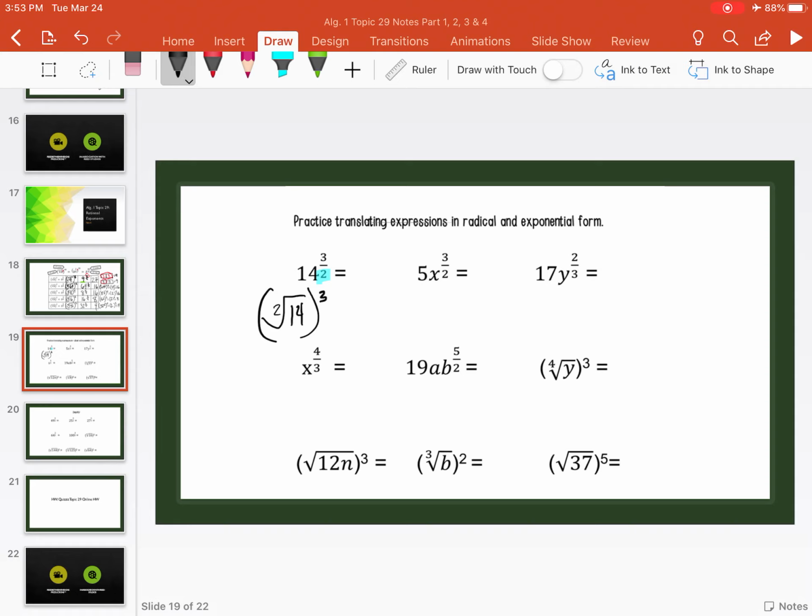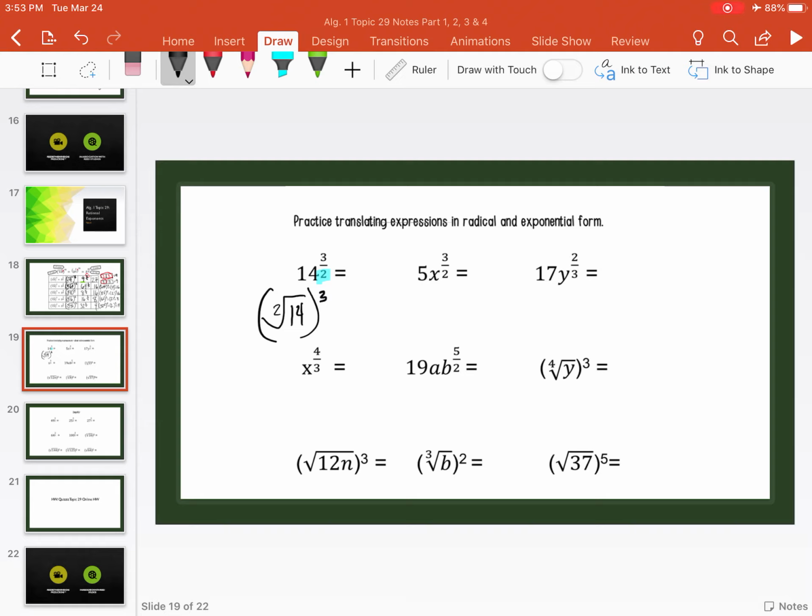Notice how I wrote the 2 in the root here. You don't normally have to do this. I'm just doing it for example purposes. If you feel comfortable knowing that the square root automatically has a root of 2 in it, you can leave it out. You can omit it.